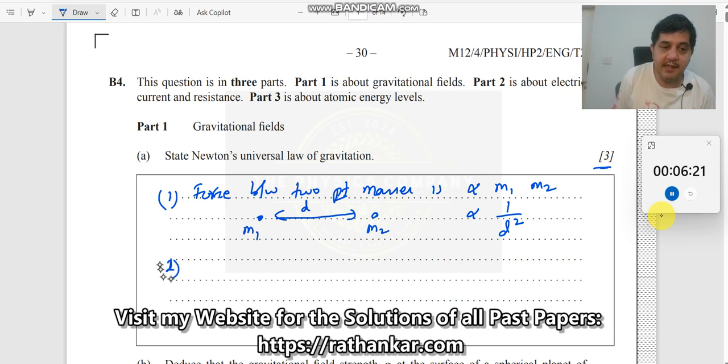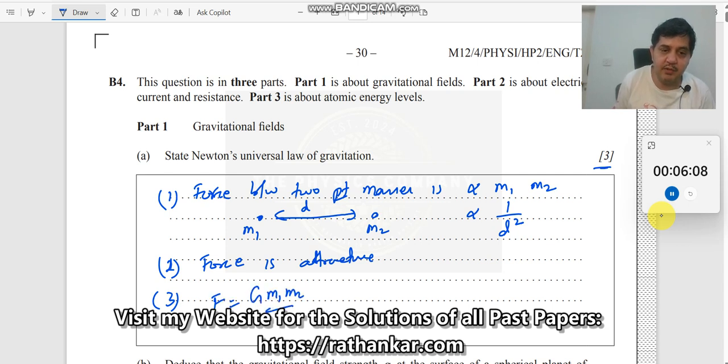One more point, the second point is that this force is attractive. You need to mention this also. And then the third point which you need to mention is that you can write F equal to G m1 m2 divided by d square, where G is the universal gravitational constant. Okay, so if you mention all these three, you will get 3 marks.